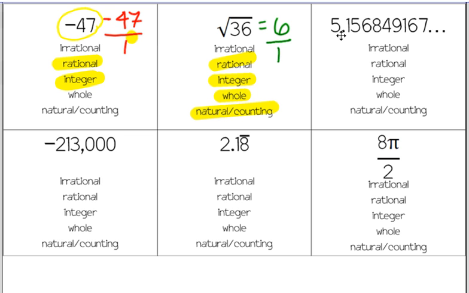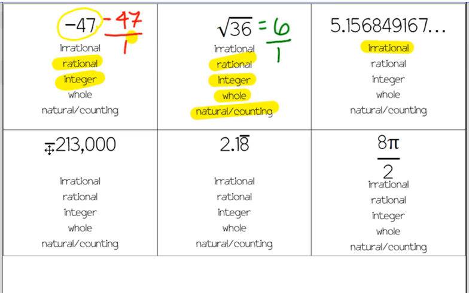Looking at the next one, we have 5.156849167... So we need to see if we can write this as a ratio. And in this case, it's impossible to write it as a ratio because it goes on forever and there is no pattern. So from there, we would know that it is irrational. If a number is irrational, it cannot be rational, it cannot be an integer, it cannot be a whole number, and it cannot be a natural number. So the only category besides being a real number is that it is irrational.